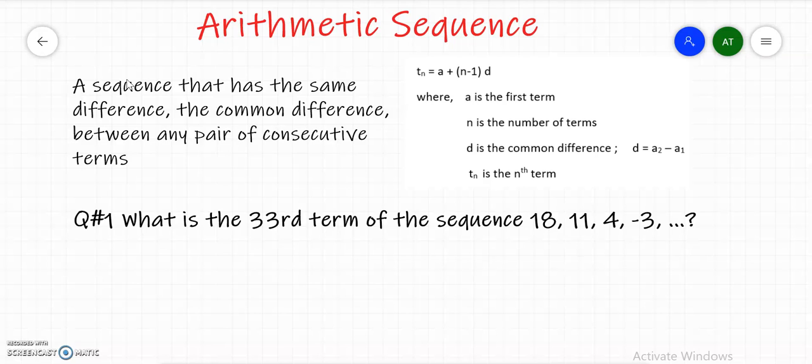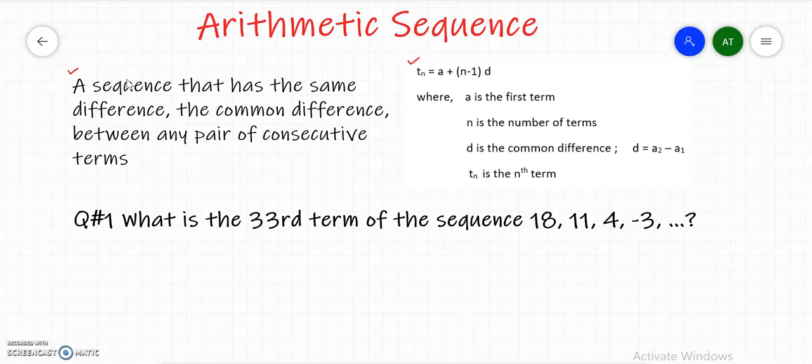So first I would like to explain to you the definition of the arithmetic sequence. A sequence that has the same difference, or the common difference, between any pair of consecutive terms is the arithmetic sequence. And the formula that we are going to use for the arithmetic sequence is Tn equals a plus (n minus 1) times d, where a is the first term of the sequence, n is the total number of terms, d is the common difference.